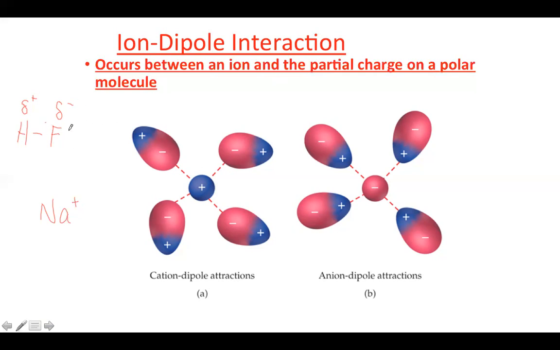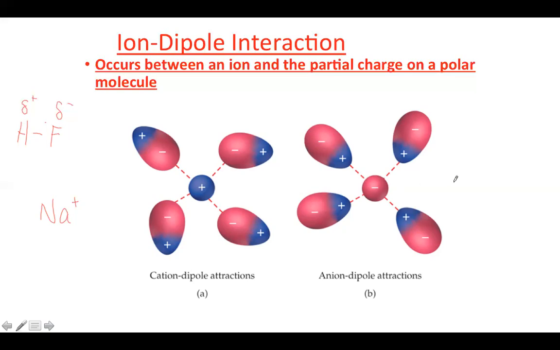So if we have a bunch of HF molecules surrounding a sodium plus ion, the HF molecules are going to orient themselves so that the negative area, which in this case is the fluorine side, is going to be closer to the positive ion. So the fluorine atoms would be these red areas here, and they would orient themselves so that they are close to that positive cation, right? Because opposite charges attract.